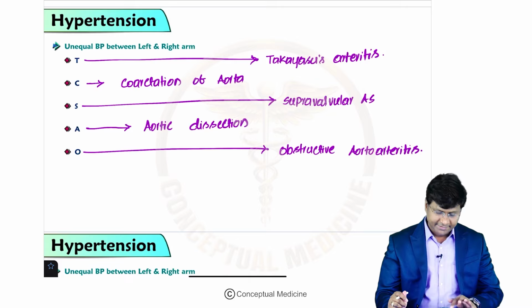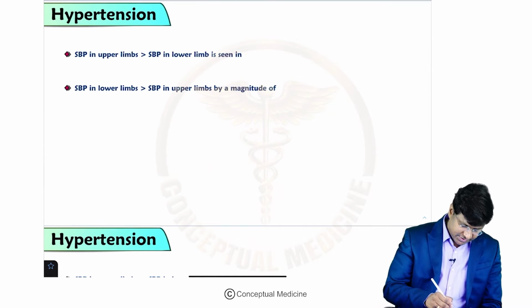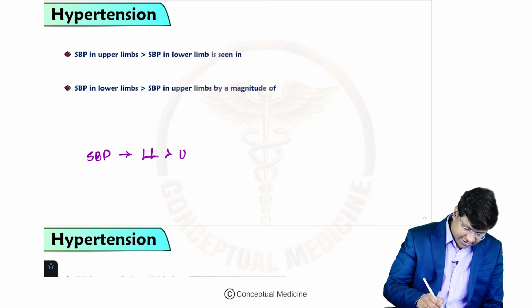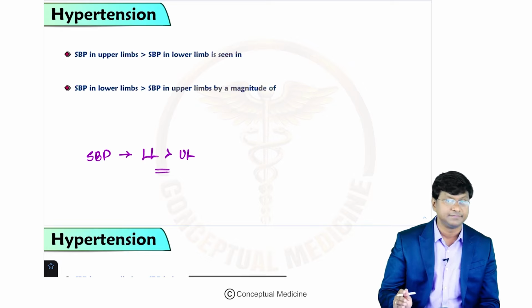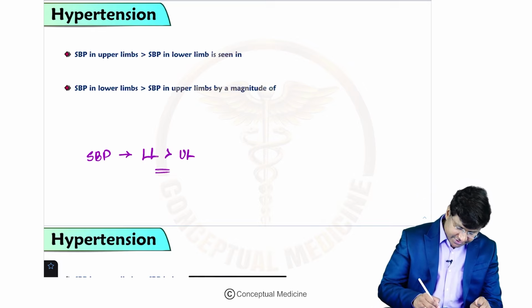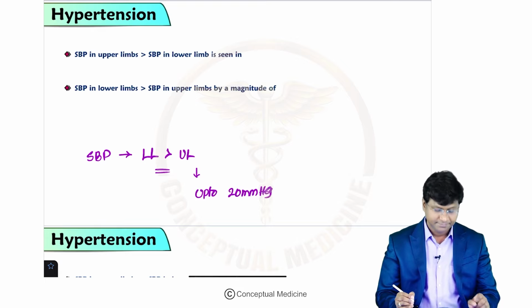Then you need to know a very important point: in a normal individual, the systolic blood pressure in the lower limb will be more compared to the systolic blood pressure of the upper limb. This is the normal phenomenon. And how much will be the difference? The difference can be up to 20 millimeters of mercury.